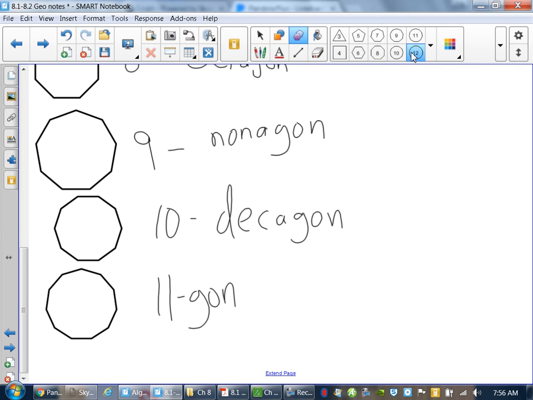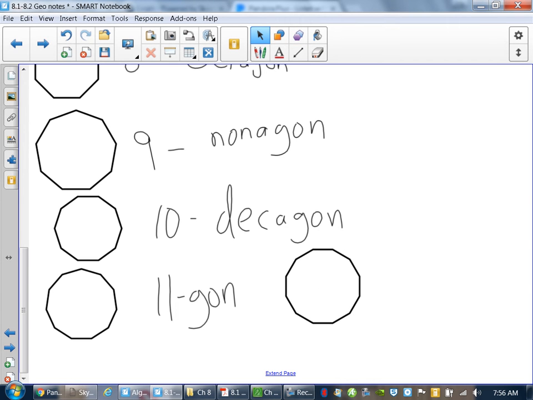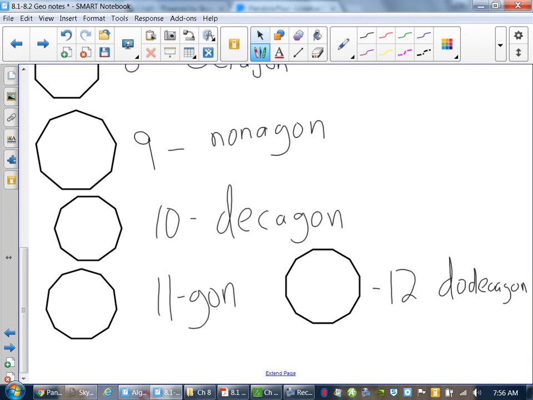Go ahead, you have the internet. And then the last one that I'm only going to hold you responsible for is a 12-gon. So 11 is just 11-gon, and this is called a dodecagon. It's starting to look like a circle. And that's the idea. The more sides you get, the more it starts to appear to become a circle. And there's a reason for that because of the angle stuff.